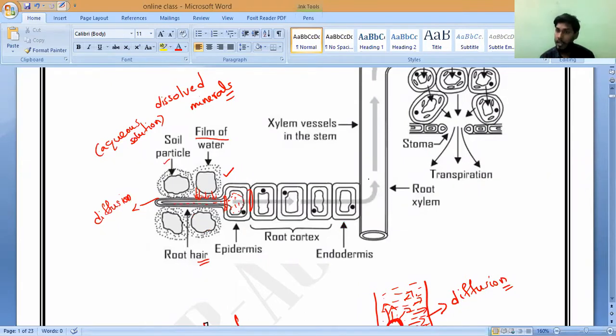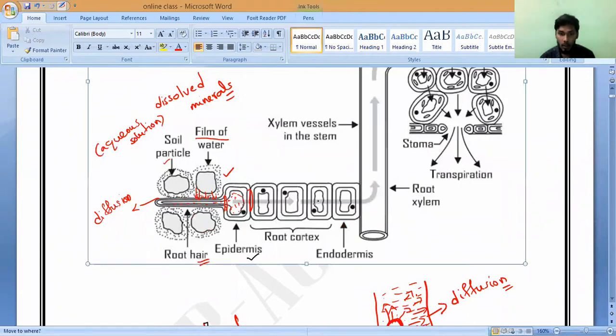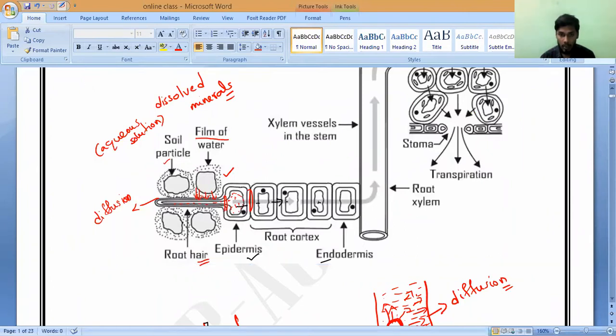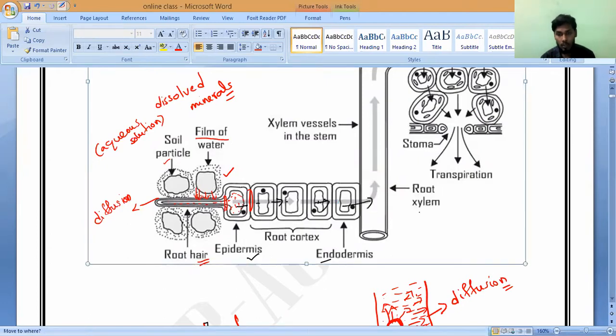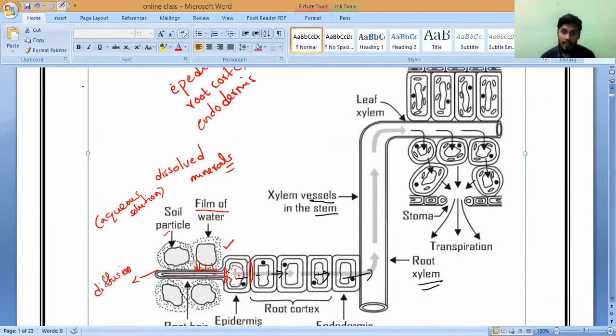Except in the root hair and the film of water between the soil particles, everywhere else in the plant the process that takes place is osmosis: from epidermis to root cortex, root cortex to endodermis, endodermis to root xylem, root xylem to xylem vessels in the stem, and xylem vessels in the stem to leaf xylem.